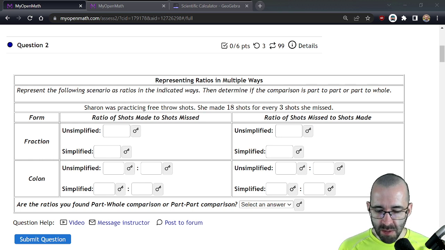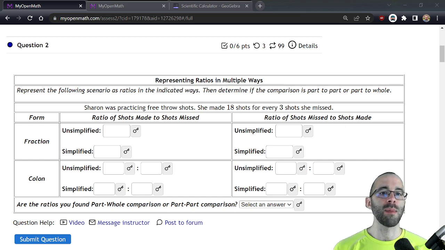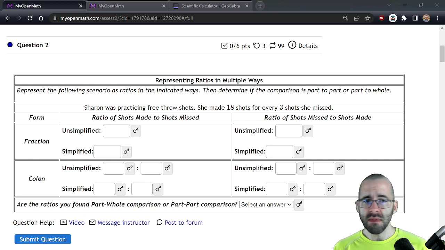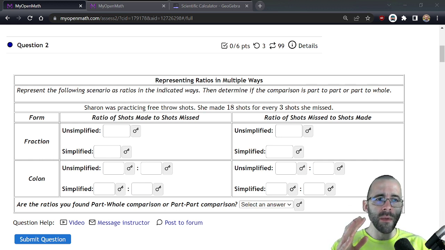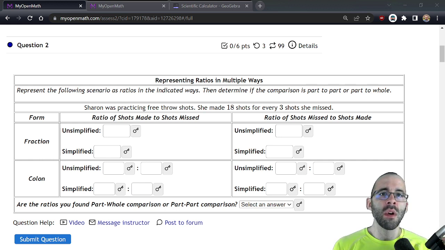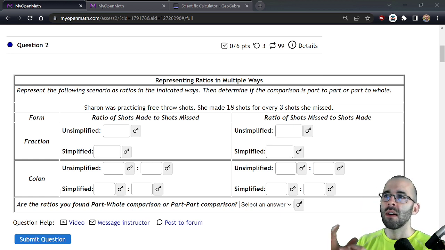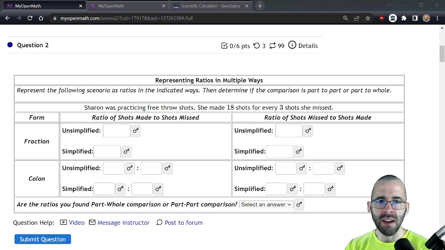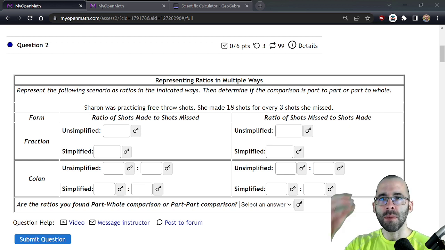So, we're going to start with number 2, representing ratios in different ways. This one wants us to represent the following scenario as ratios in the indicated ways. There's a lot of different ways we're going to be doing the same thing. And then we need to determine if the comparison is part to part or part to whole. Remember, part to part is when you're comparing part of something to part of something, whereas part to whole would be part out of everything.